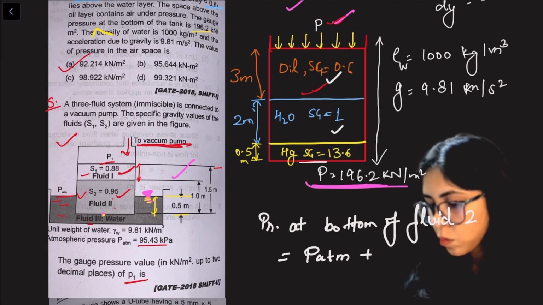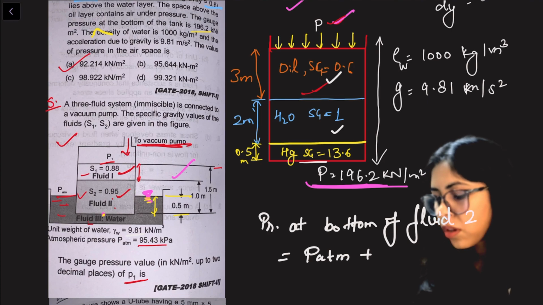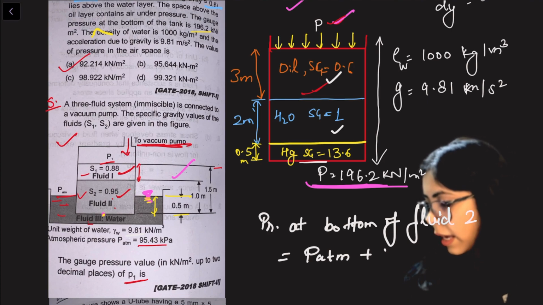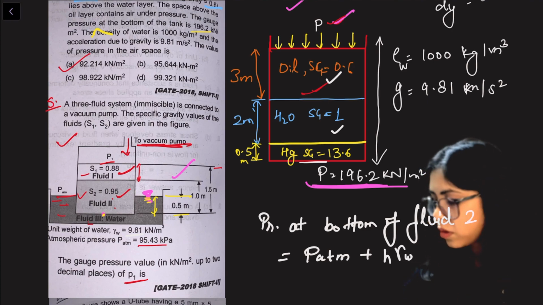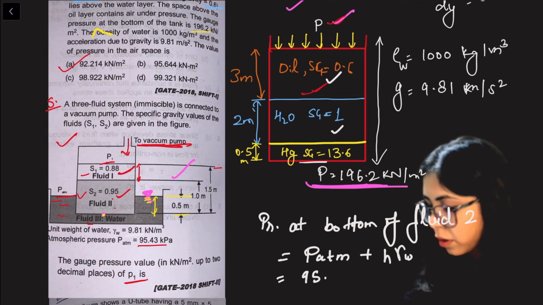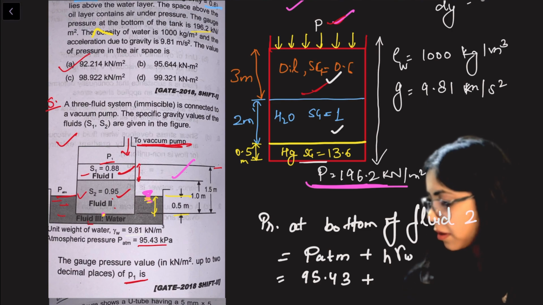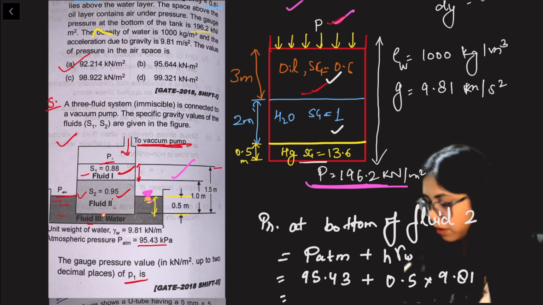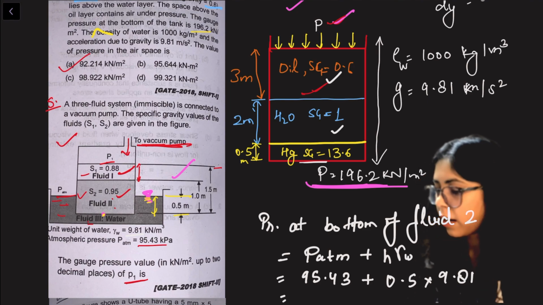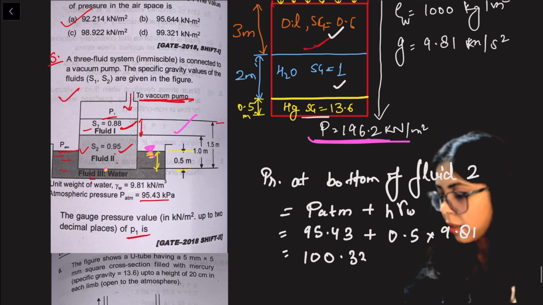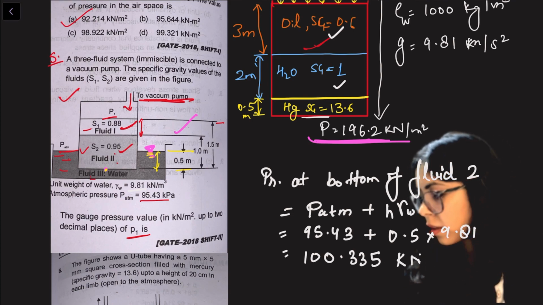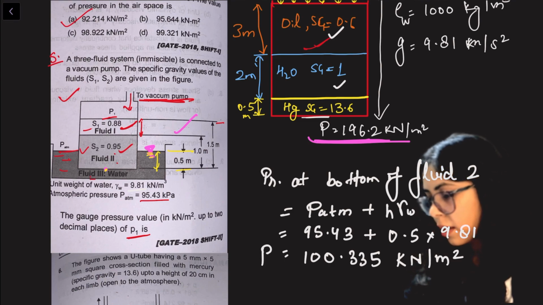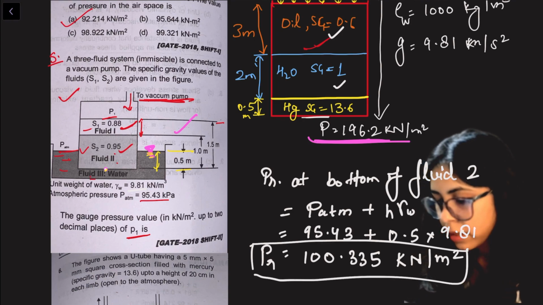Is there anything mentioned? Unit weight gamma w, directly. So gamma w is given directly. I can use h gamma w, right? The gamma w is nothing but rho into g. So I can say P atmospheric is 95.43 plus, kPa is nothing but kilonewton per meter square. The height is 0.5 and we have 9.81. So 95.43 plus 0.5 into 9.81. I get 100.335 kilonewton per meter square or kPa. So this is the pressure value at this particular point.